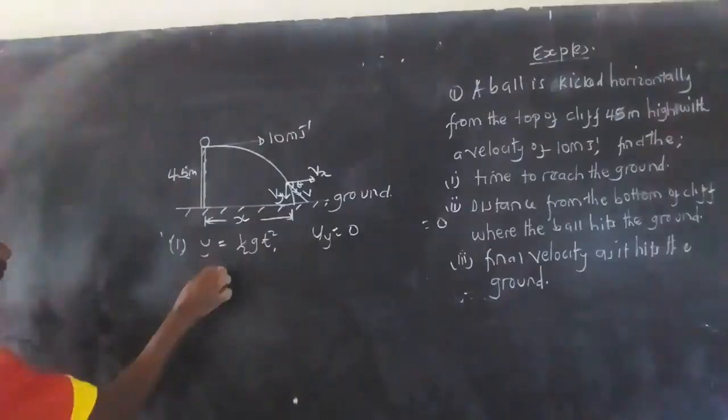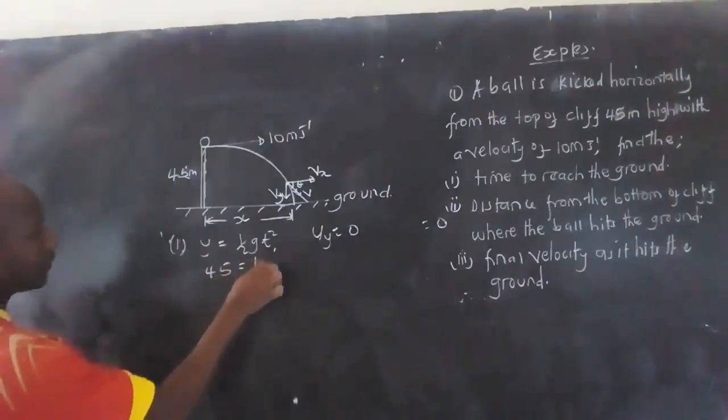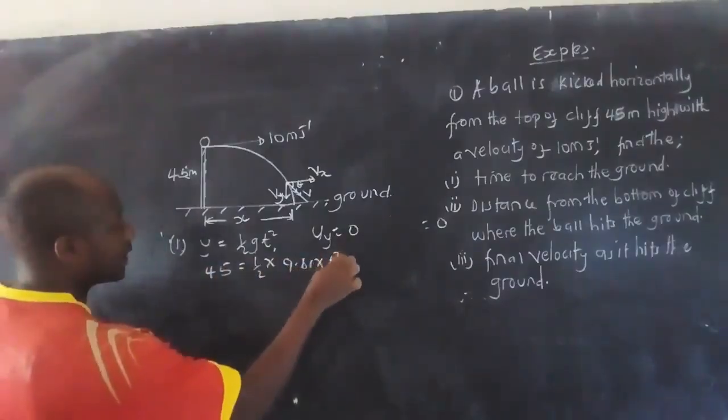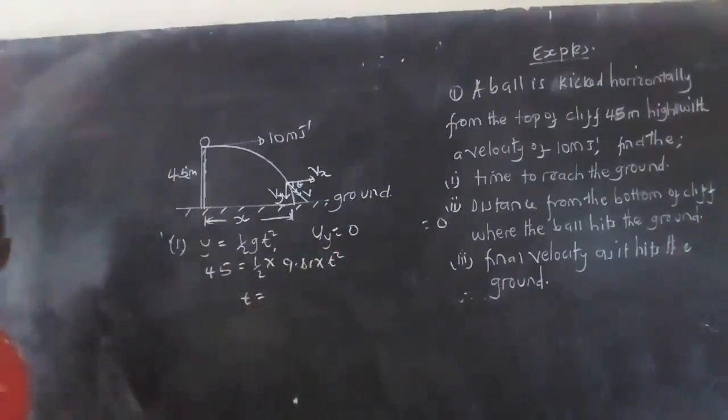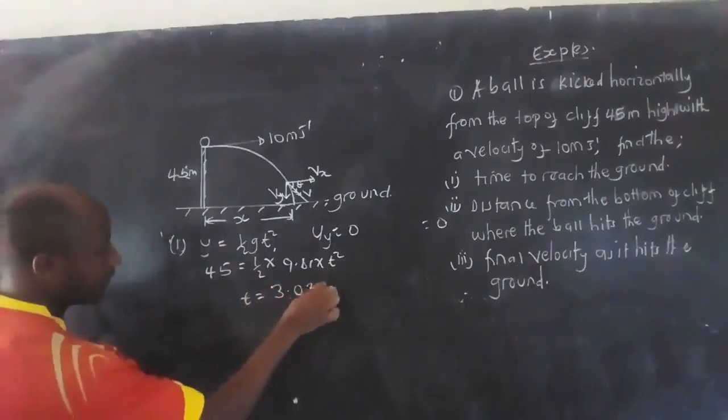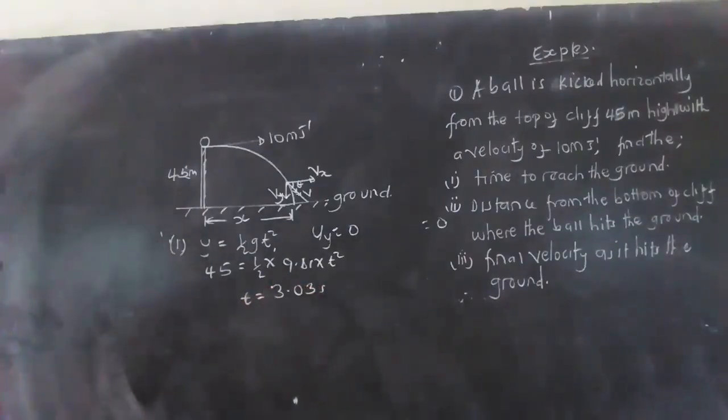So we shall now say 45 is equal to a half times 9.81 times t squared. So our t becomes what? Using your calculator, what do you get as t? We shall have our t as 3.03 seconds.